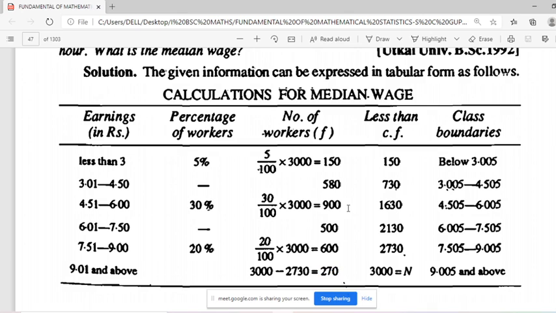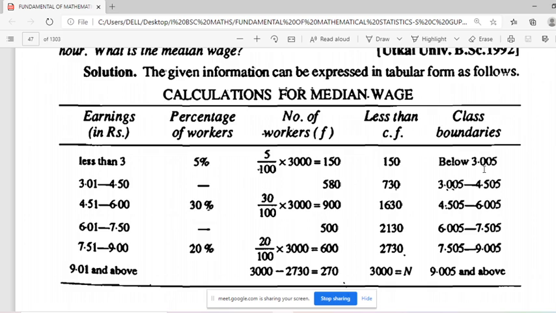Now it is very easy to compute the median. The frequencies are 150, 580, 900, 500, 600, 270. Now we compute the less than cumulative frequency. The first one is 150, the second is 150 plus 580, that is 730. Then 150 plus 580 plus 900 is 1630, and so on. We can find all the cumulative frequencies.